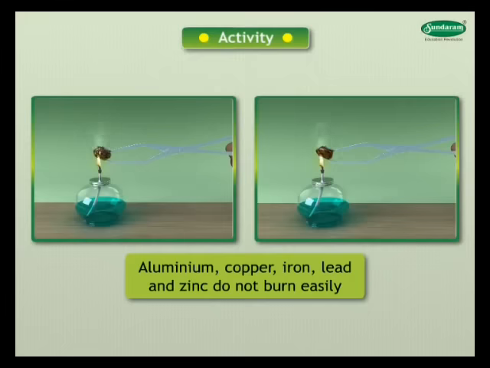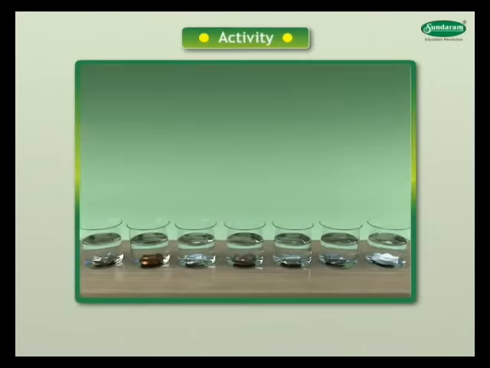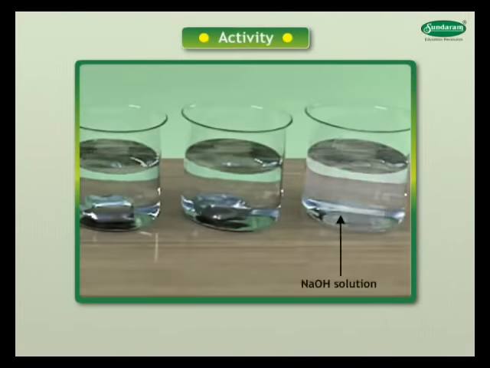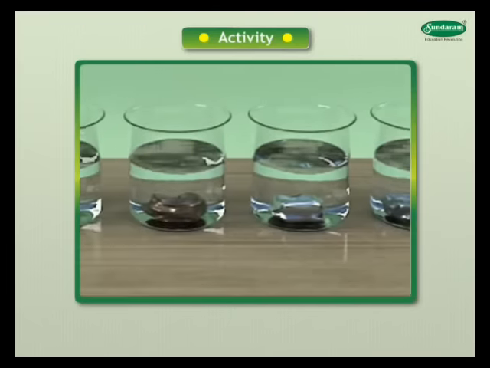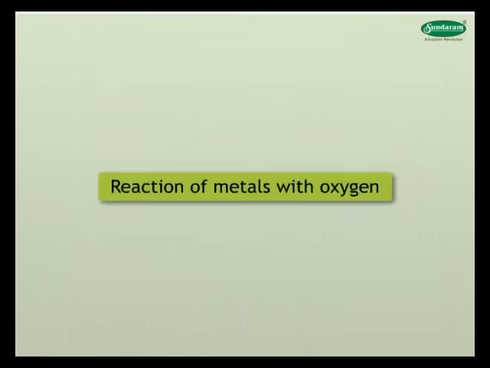How does the metal surface appear after burning? Metal surface turns black on heating. Are the products soluble in water? Only sodium oxide is soluble in water. Other products are not soluble in water. Let us look at the reaction of metals with oxygen.